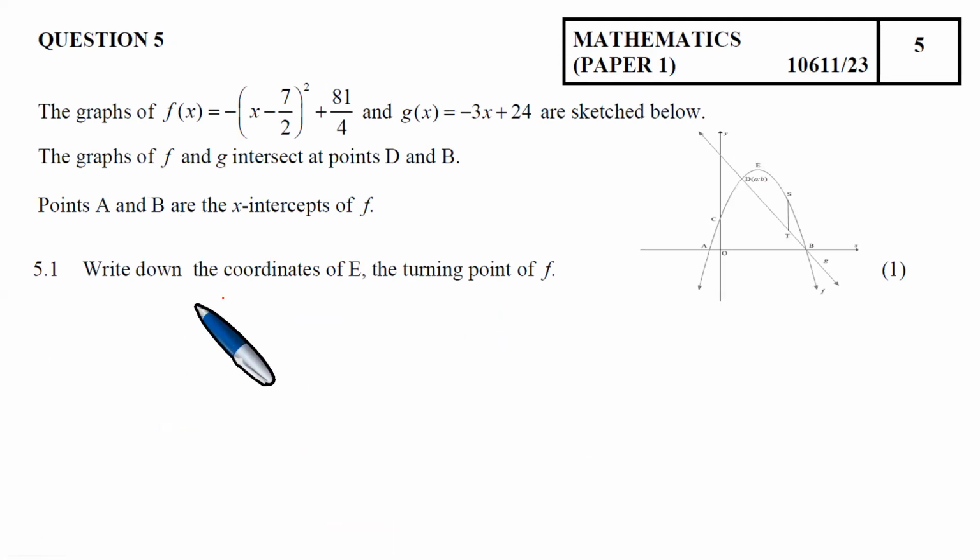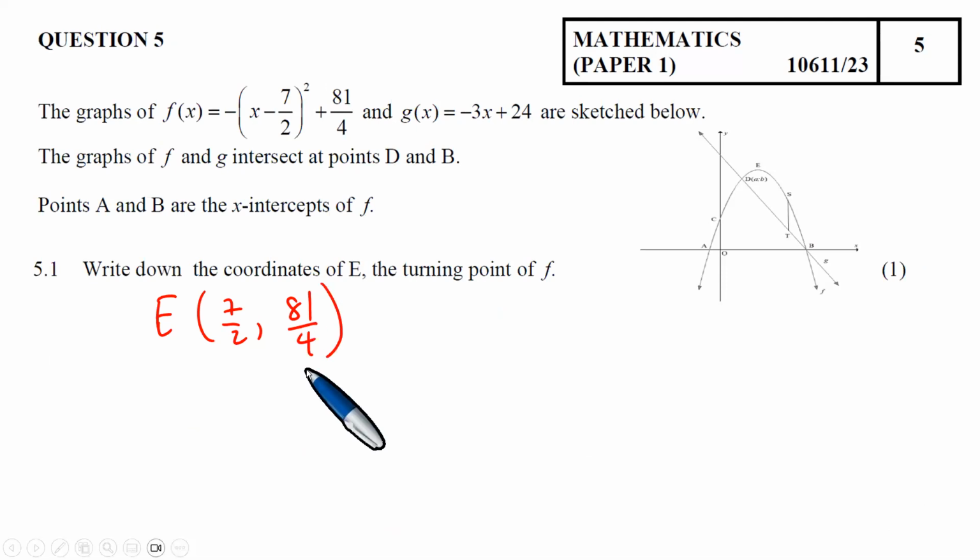Right, you need to write down the coordinates of the point E. E is the turning point. What are the coordinates of the turning point? So the point E, which is the turning point, will clearly have coordinates 7 over 2 and 81 over 4. And that is exactly the answer. This is the turning point for 1 mark. There it is. Next question.